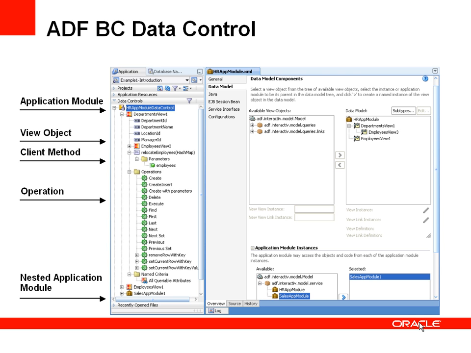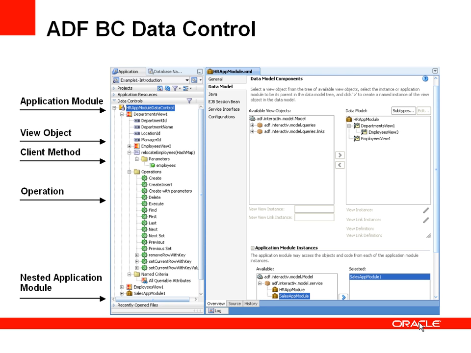And here we can see the data control palette that you would have in JDeveloper, and you can see a data control which is representing or maps back to our application module. And within this data control we can see a number of data collections, for example departments view, employees view 3. Each of those are actually mapping back to view objects. And we can see a client method, so for example relocate employees is a method, and we have a number of built-in operations, create, insert.